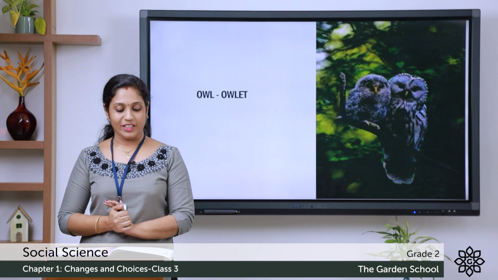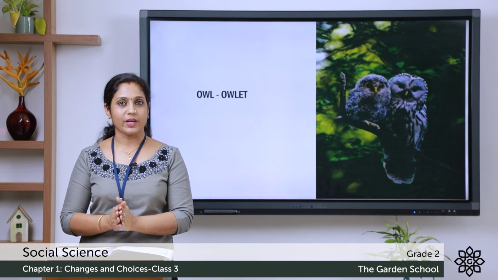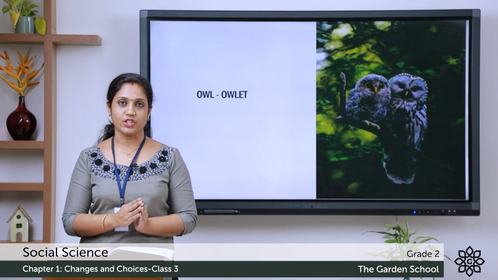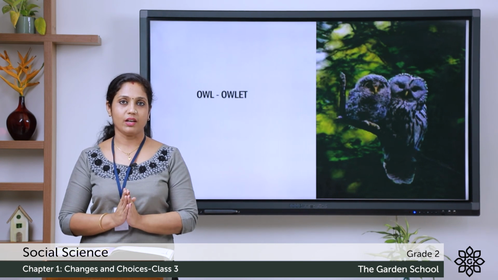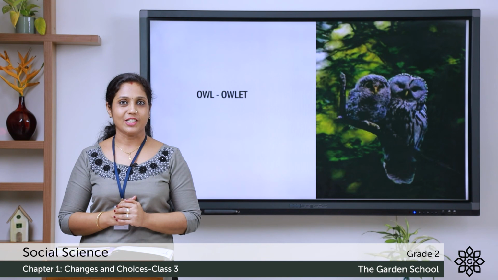The next activity, you take a photo from when you were a baby and take a present photo. Now compare the changes. What all has changed? Anything that has changed, your features have changed, and make a list of it in your notebook. Write down all the activities, take a picture of it and send it to the WhatsApp number of Garden School.